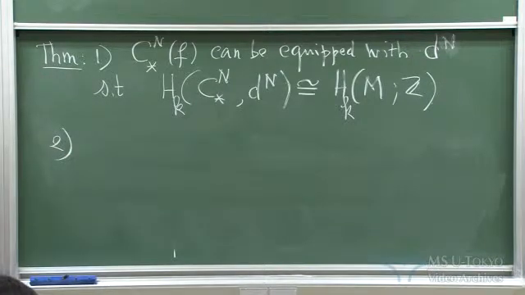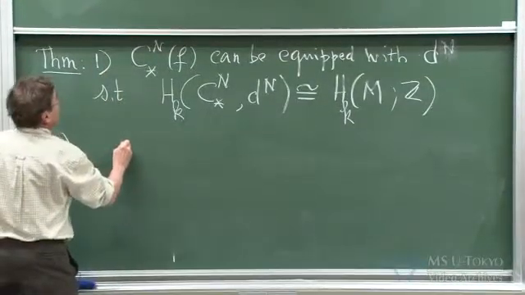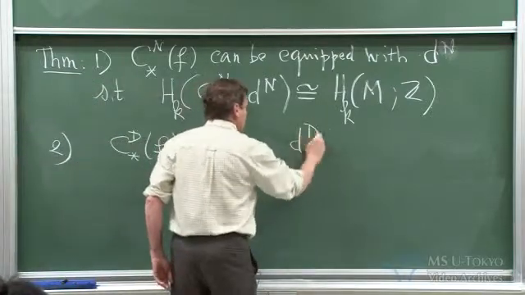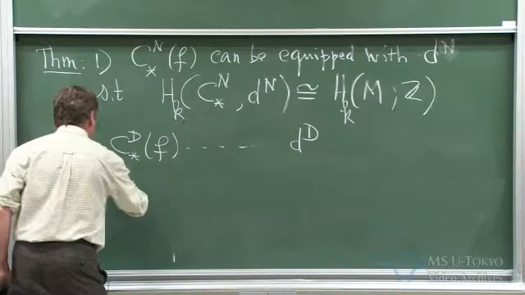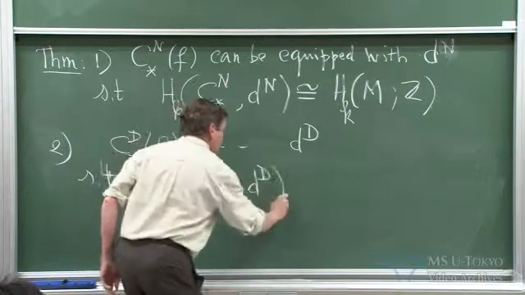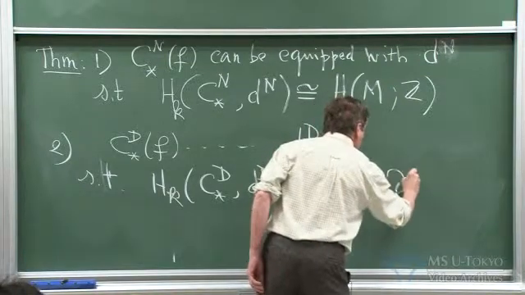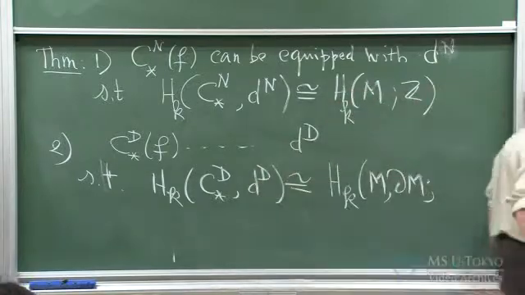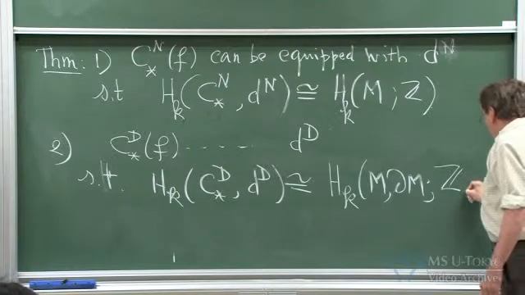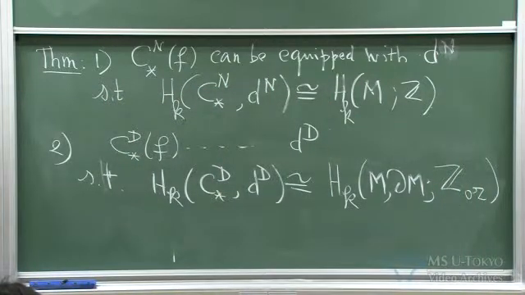The second part is something analogous for the other complex, of type Dirichlet, C_*^D of f, with a differential such that its homology is isomorphic to the relative homology of M relative to the boundary. There are some subtleties: the coefficients are Z twisted by the orientation, because the manifold is not assumed to be orientable.